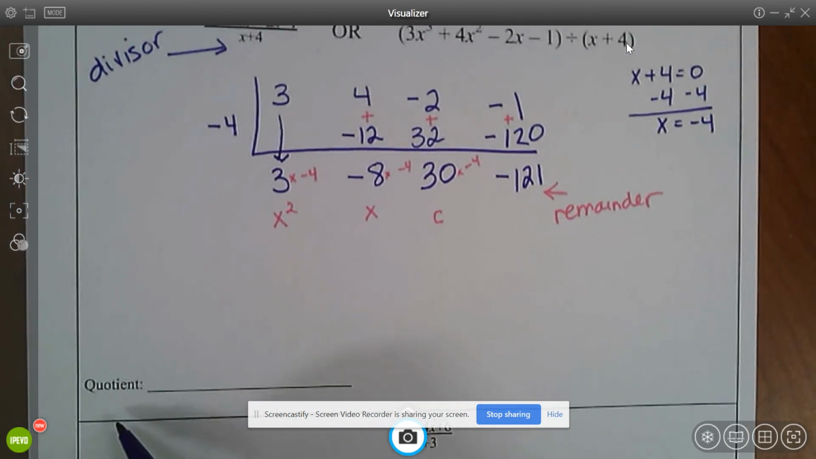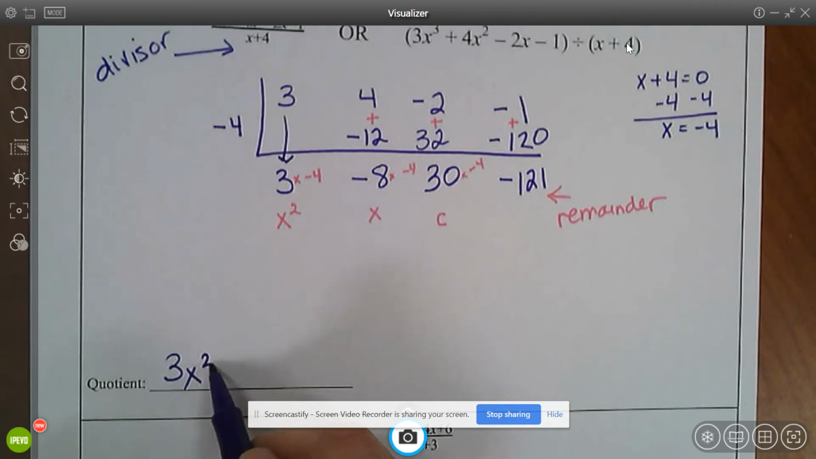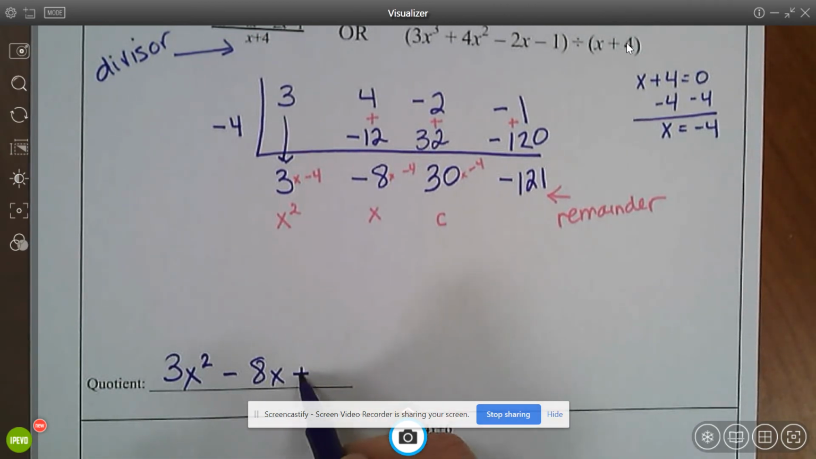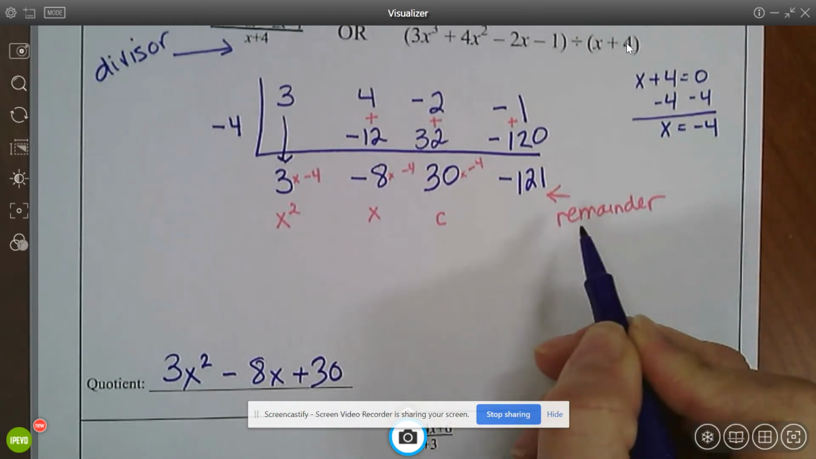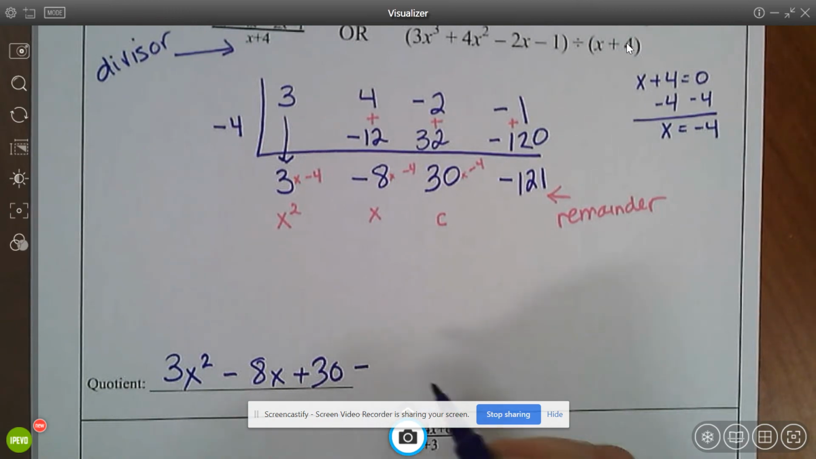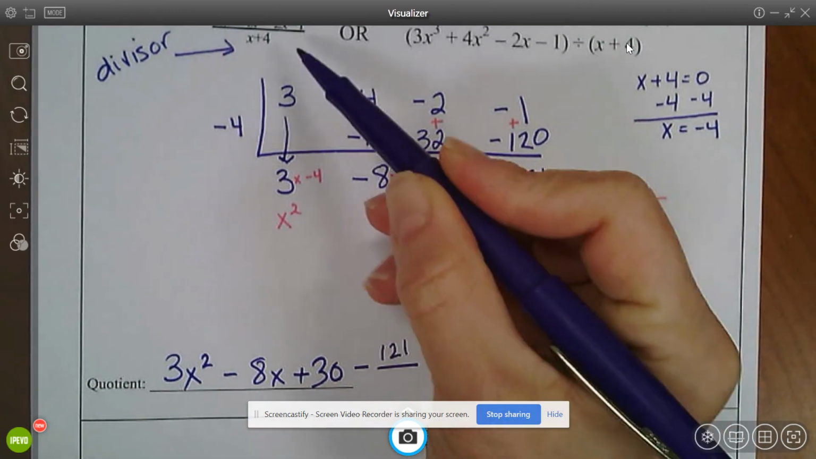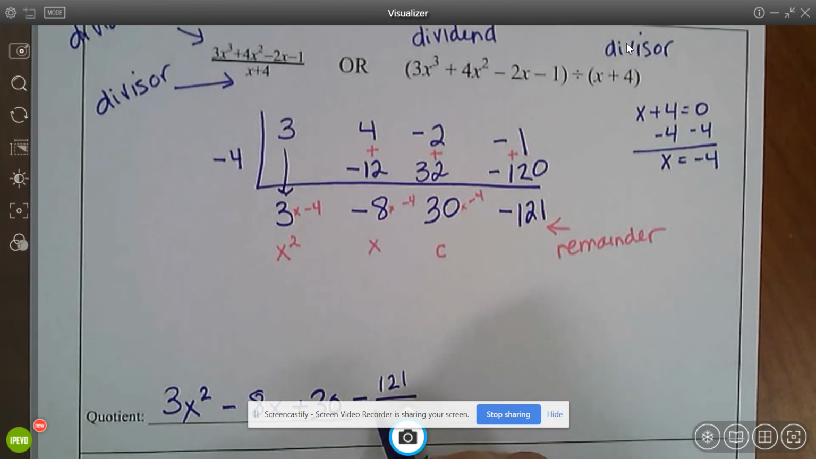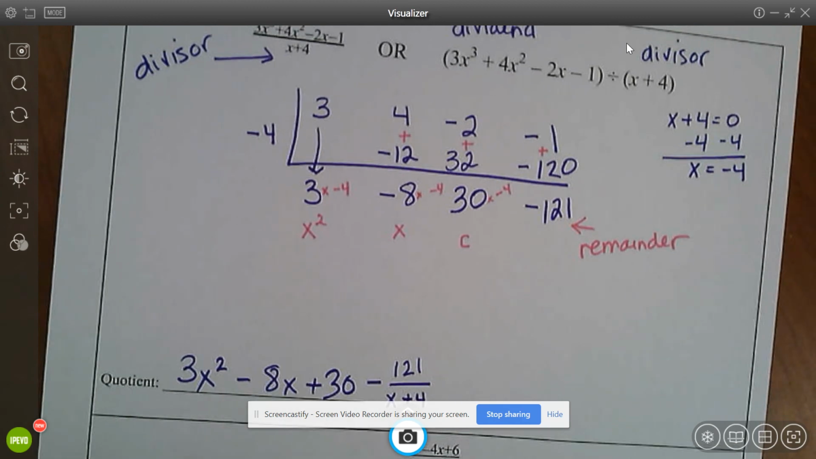A quotient is what we call the answer in division. My quotient is 3x squared minus 8x plus 30, and then there's my remainder, that -121. So I'm going to write minus, and the way we write our remainders, I'm going to do 121 and put it over the divisor, x plus 4. And that is how you do division of a polynomial using synthetic division.